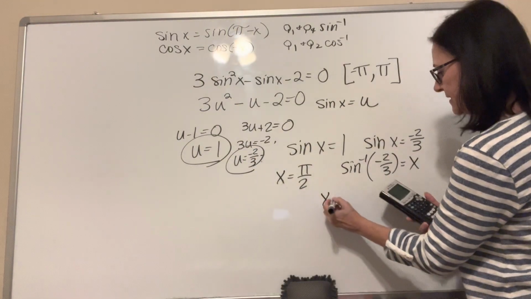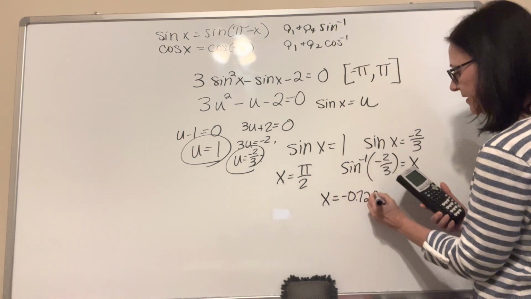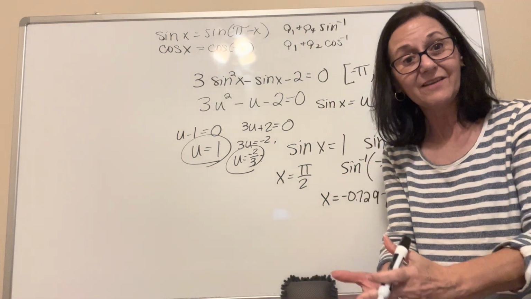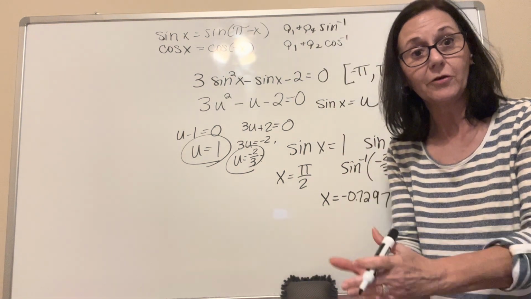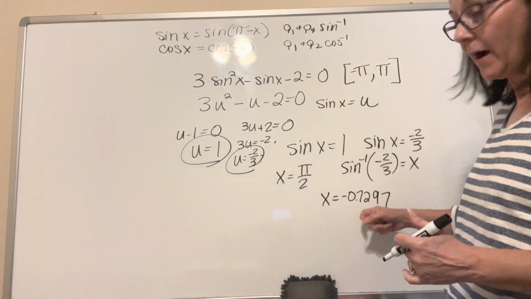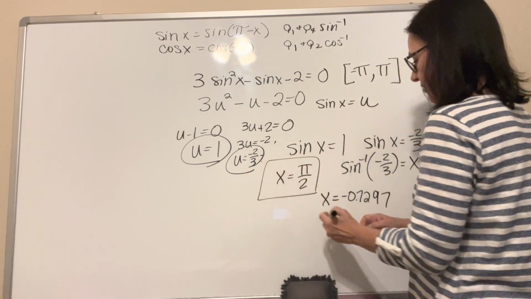So I get x equals negative 0.7297. With the sine, the sine of any value of radians equals the sine of pi minus those radians. So I'm going to take pi and subtract this. All right, so there's one solution.